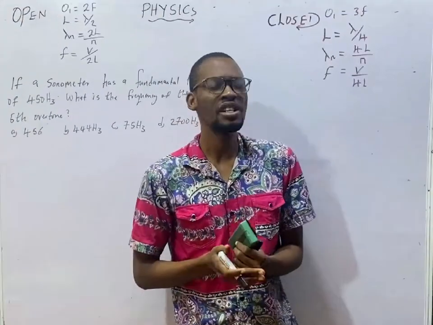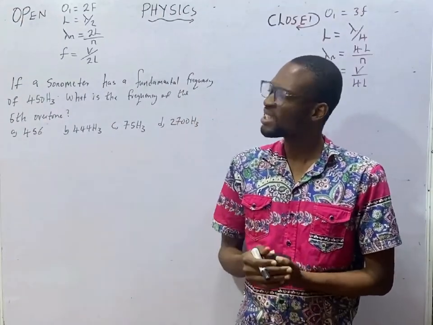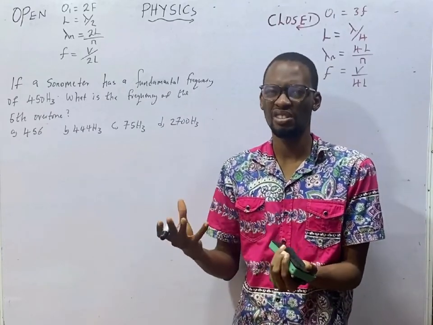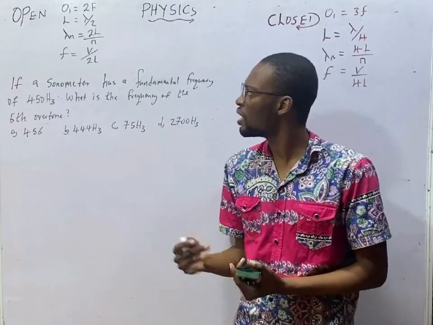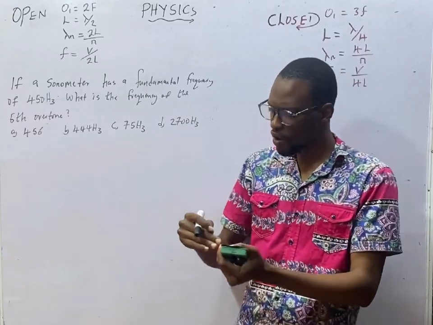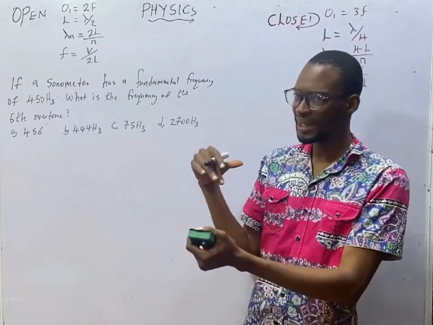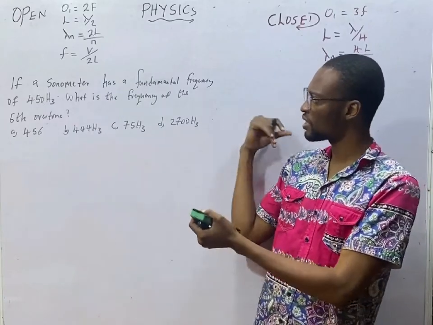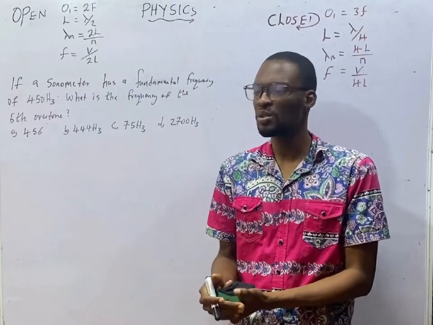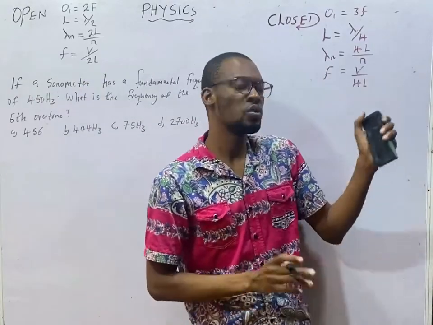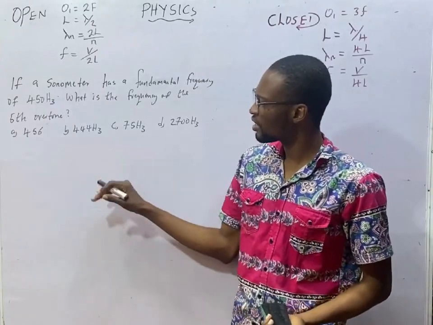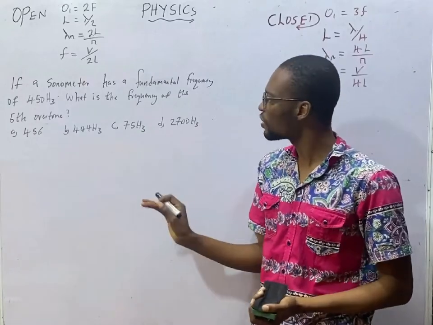A sonometer is an instrument used to measure density, frequency, and tension of vibrating strings or tuning forks. When you hear vibrating strings, they have all the harmonics, like the open pipe. You have first harmonic, second harmonic, not like a closed pipe, which has only odd harmonics. So for a sonometer, you have all the harmonics and all the frequencies.